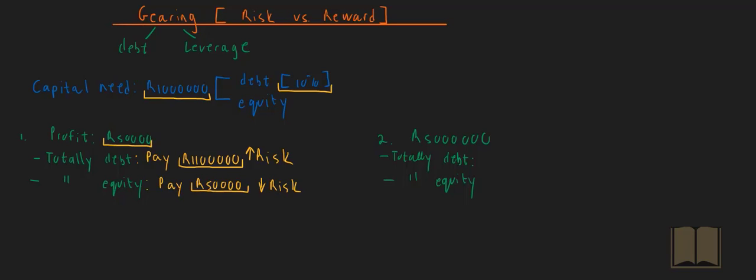Now let's consider the second scenario. If the business instead makes 5 million Rand, the business, if it was funded totally by debt, would still need to pay whatever was agreed upon in the loan agreement. So the business would still need to pay 1.1 million Rand. The difference between the profit that the business made of 5 million Rand and the debt repayment of 1.1 million Rand is 3.9 million Rand. And this 3.9 million Rand, the entrepreneur gets to keep.